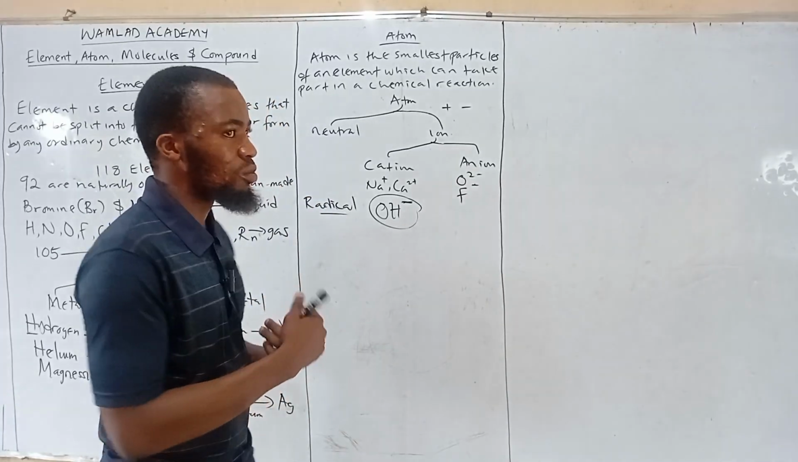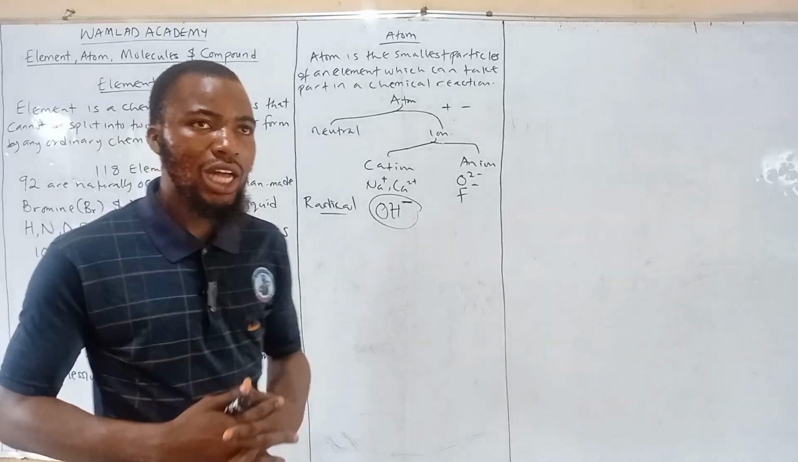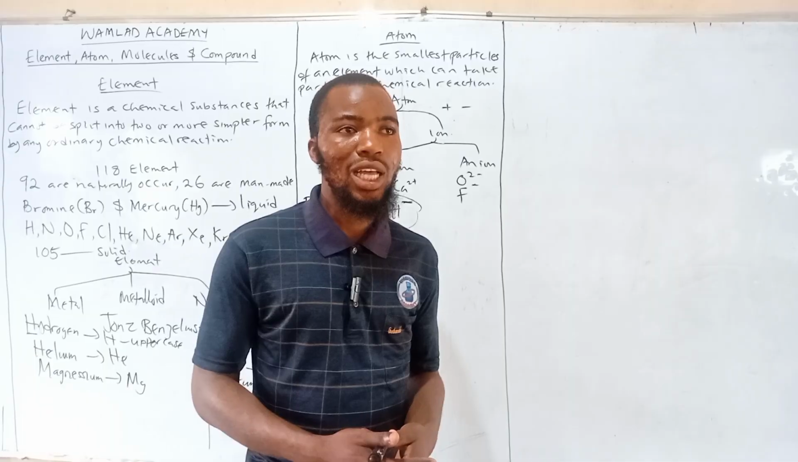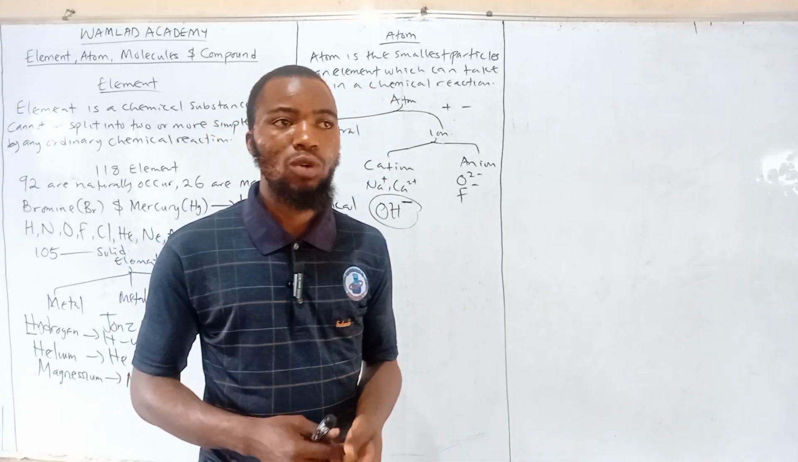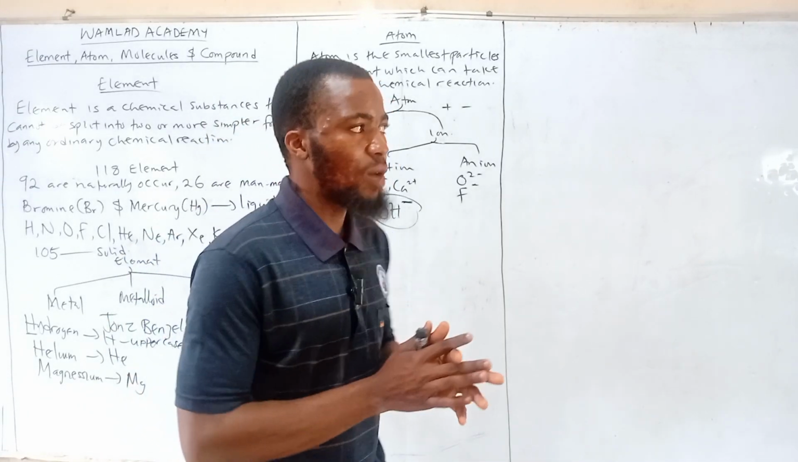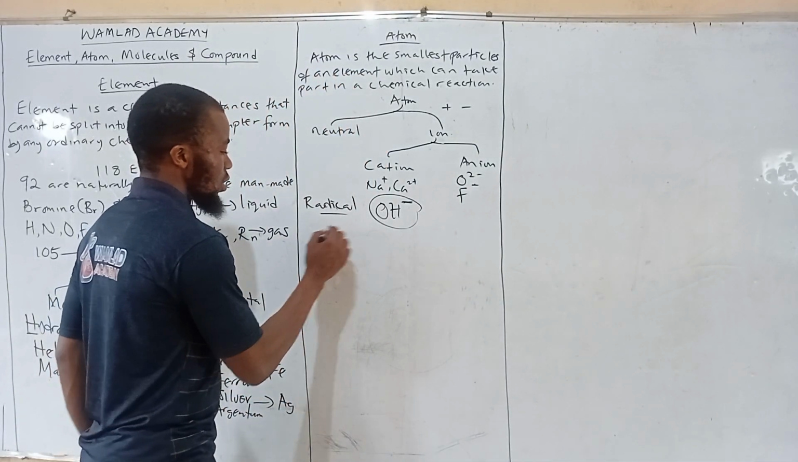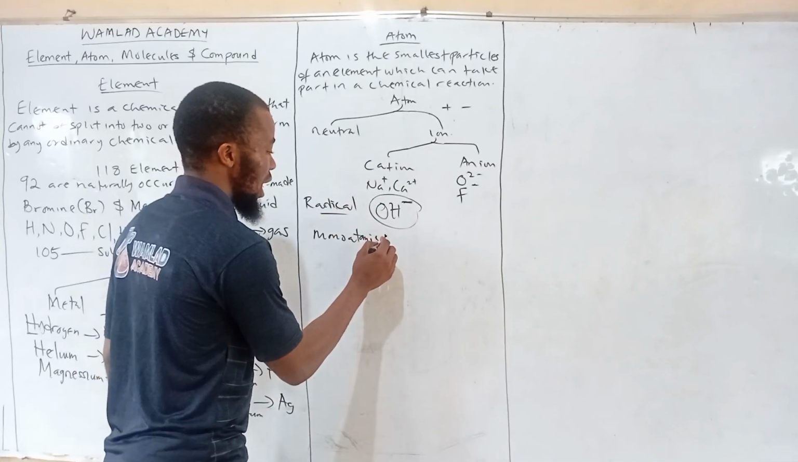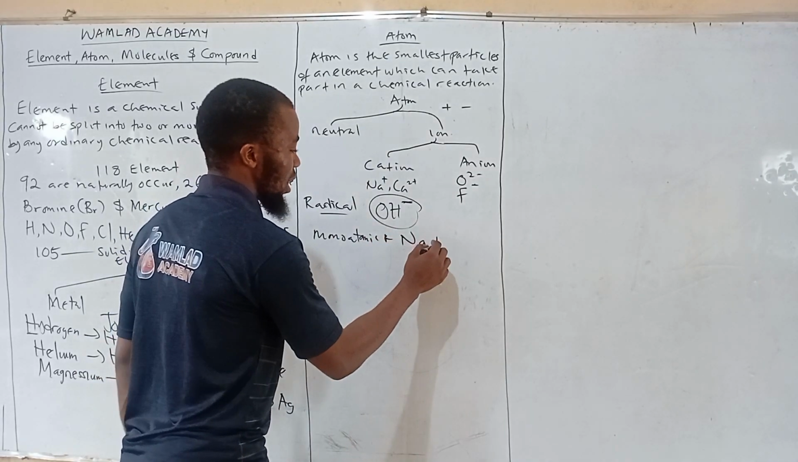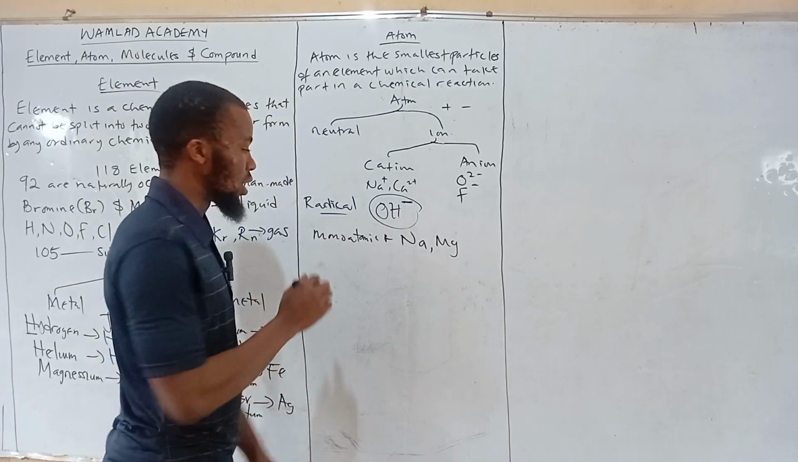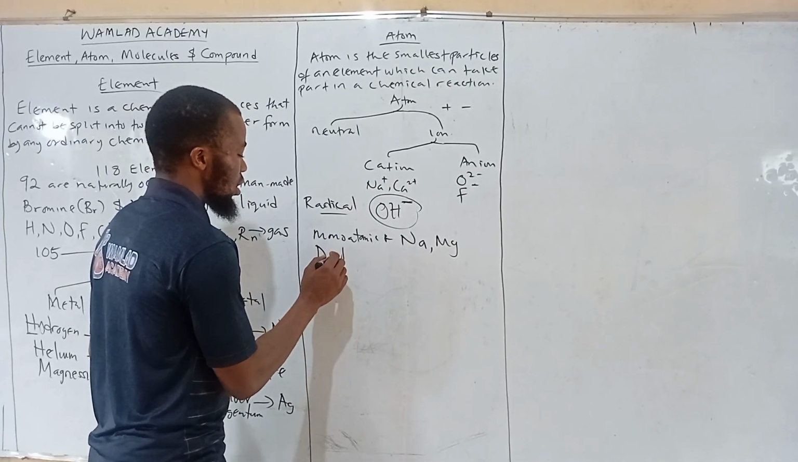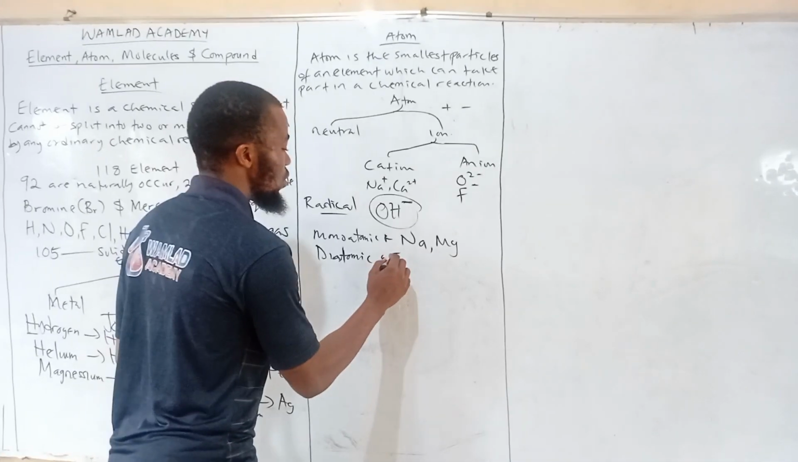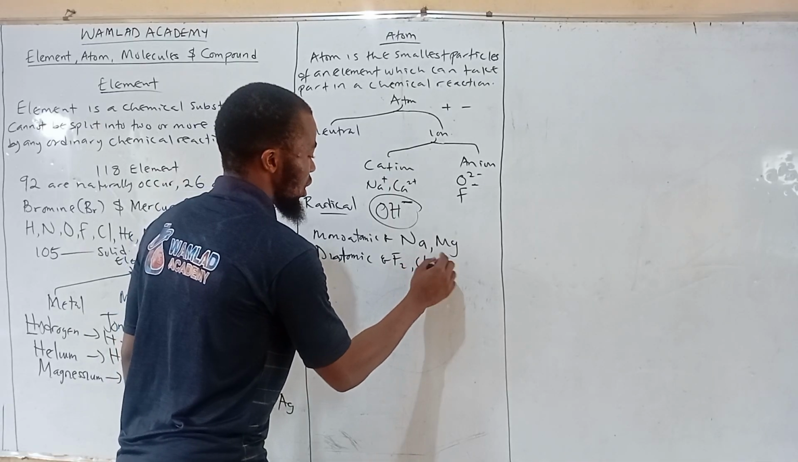And we see what is called atomicity. What do you mean by atomicity? Atomicity is the number of atoms in the molecule of an element. Some elements are monoatomic, some are diatomic, and some are polyatomic. Monoatomic means they can stand alone, like sodium and magnesium. All these are monoatomic. Then diatomic elements, like chlorine gas and oxygen gas.